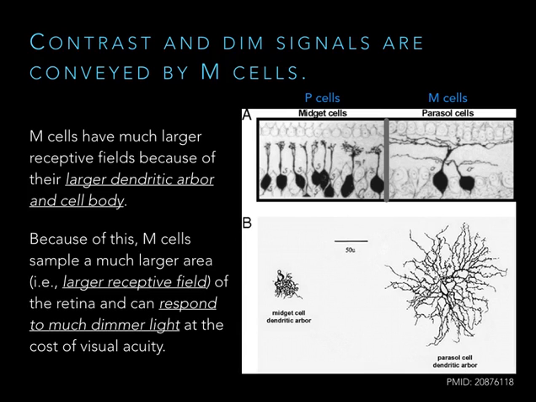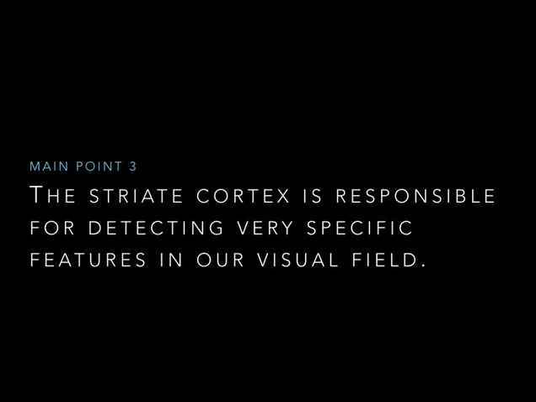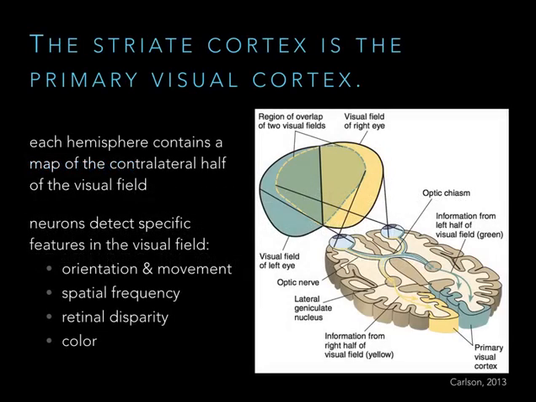And then from our LGN, we're going to project to the striate cortex. And that striate cortex is our primary visual cortex. That's where we detect very specific features in our visual field. We don't make sense of the world yet. We're going to break it down into very minute details.